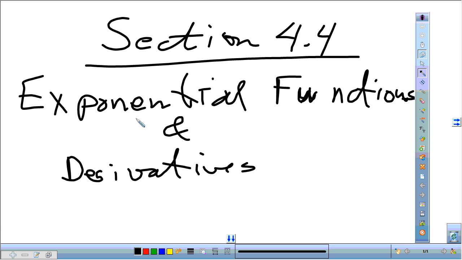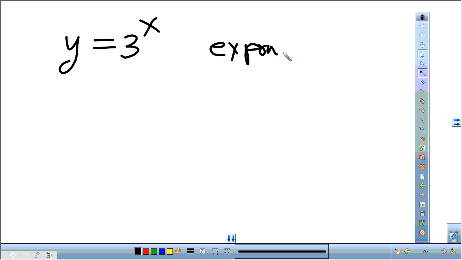I'm going to bring up exponential functions, different than the polynomials and those types of things we've been looking at. And then, what about the derivatives? Y equal 3 to the x is an example of what we call an exponential. So this is an exponential function.